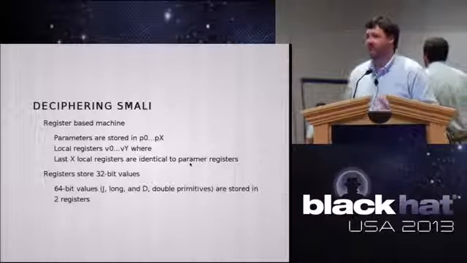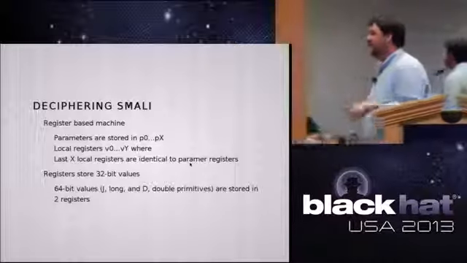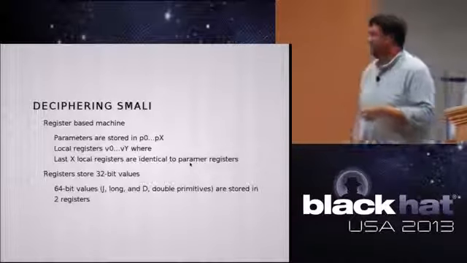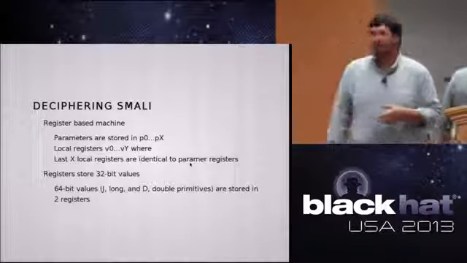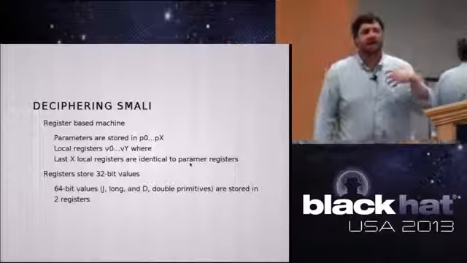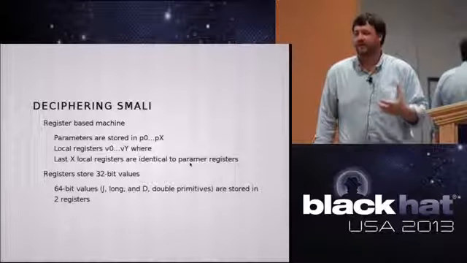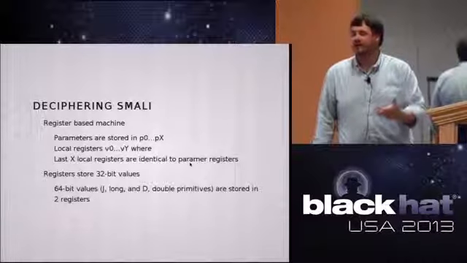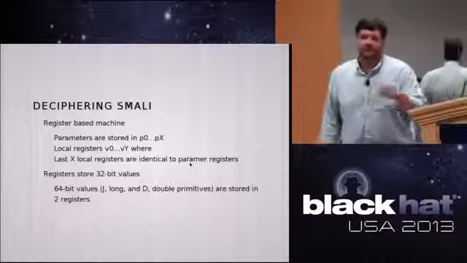It's a 32-bit machine for almost all the registers. Two are 64-bit values, the long and the double. So when figuring out how many parameters are being passed in to various functions, keep in mind that those are going to occupy two registers if it's a long or a double.